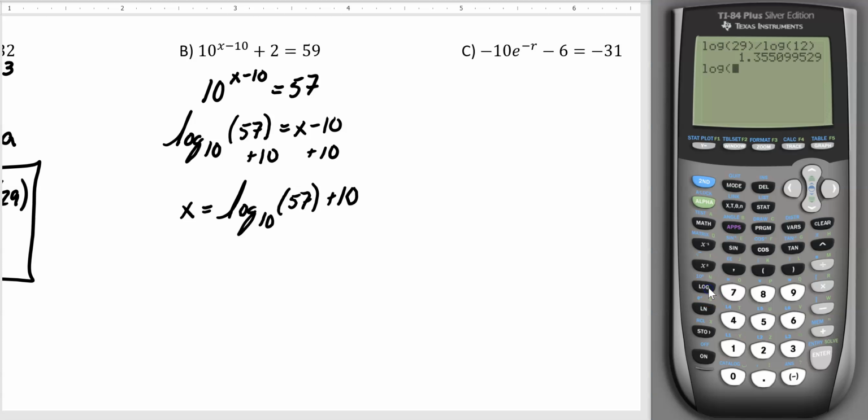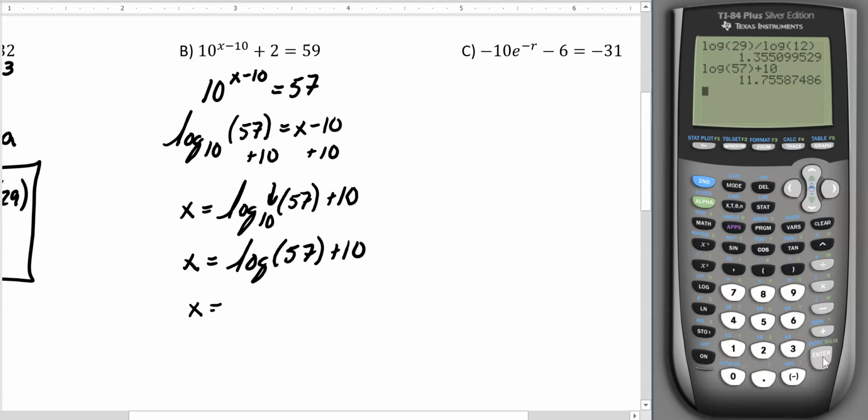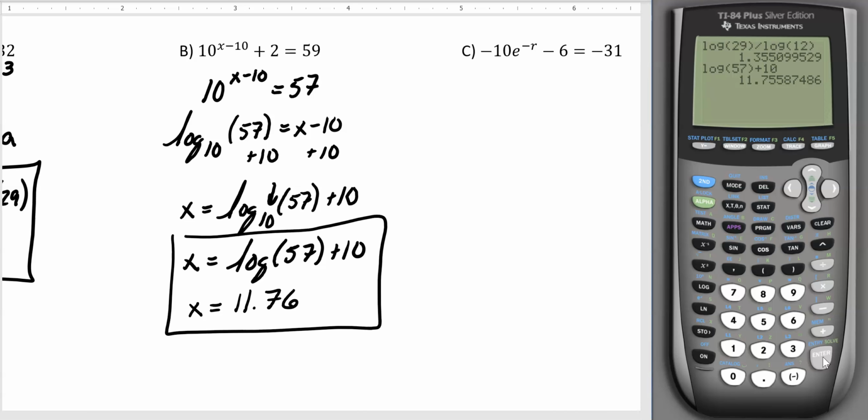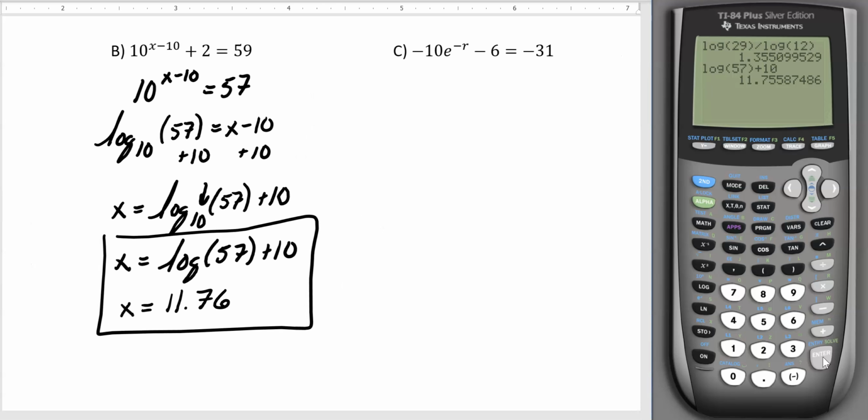I'll say log of 57 divided by, well, log base 10. Wait a minute, what am I doing? Log base 10 is just log. So we can say that x equals the log of 57 plus 10, right? Silly me. We would never write log base 10. So we'll just do log of 57 plus 10. And when we do that, we get 11.76. So x equals 11.76. Lovely.